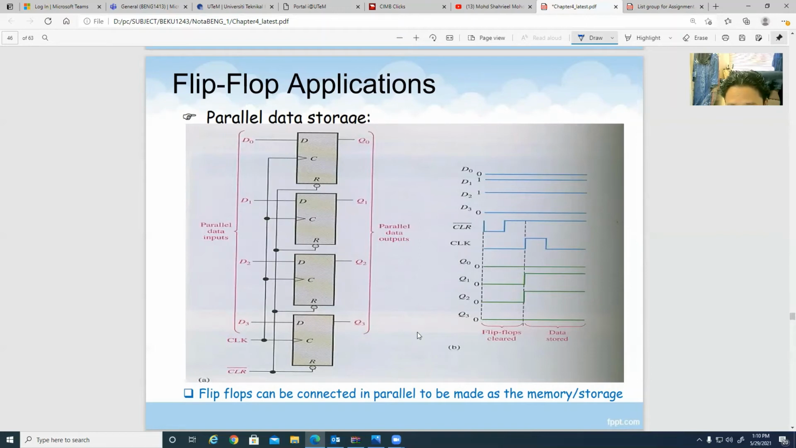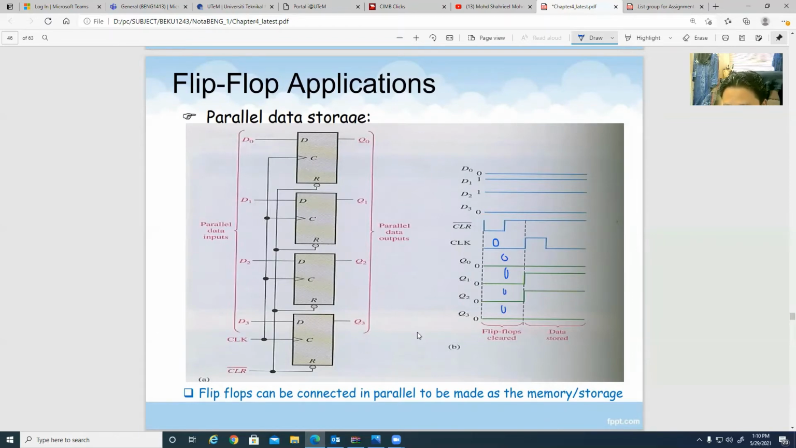Okay, and then we share the same clock, and also the same clear. For example, this is the input for D0, this is the input for D1, D2, and D3. For example, D0 is 0, D1 is 1, D2 is 1, and D3 is 0. Then clear will be on at the first stage here. And then we have the clock. For example, we use a positive clock. So you can see the initial state will be 0, 0, 0, 0.